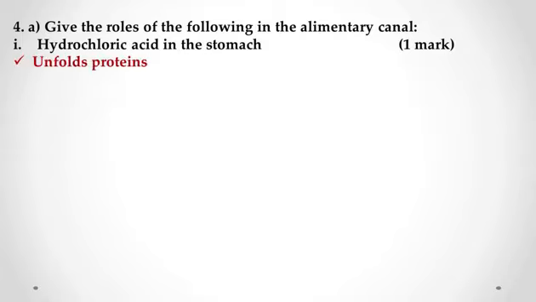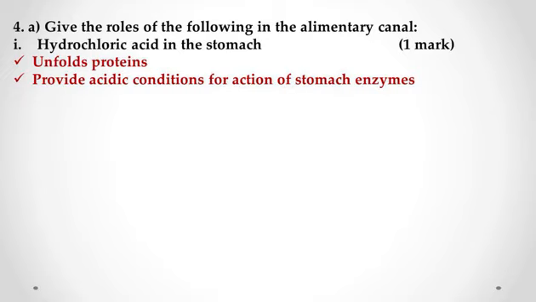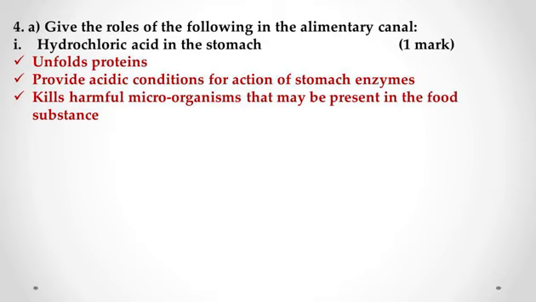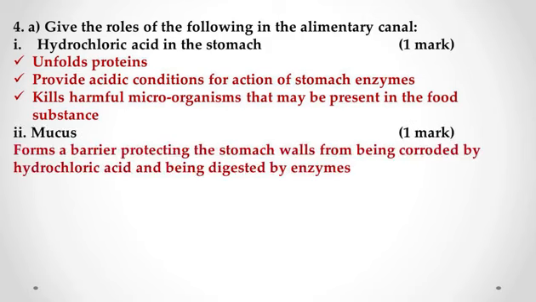Hydrochloric acid has various roles in the stomach. Among these roles is that it unfolds proteins. It also provides acidic conditions for the action of stomach enzymes. And lastly, it kills harmful microorganisms that may be present in the food. The function of the mucus in the alimentary canal is that it forms a barrier protecting the stomach walls from being corroded by hydrochloric acid and being digested by enzymes.